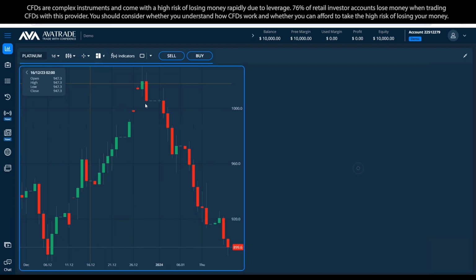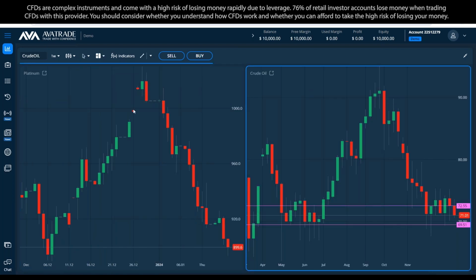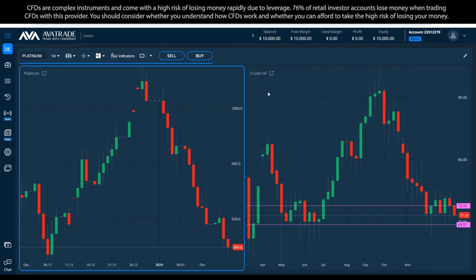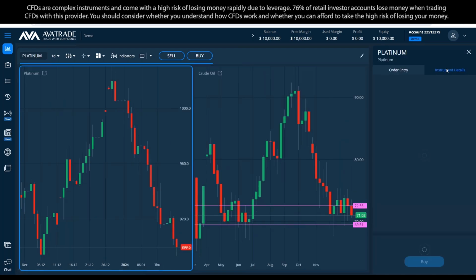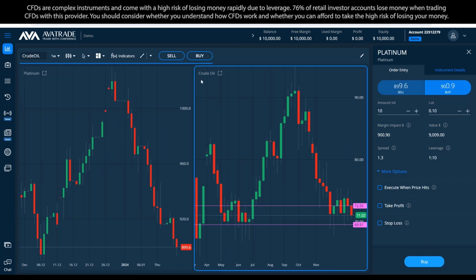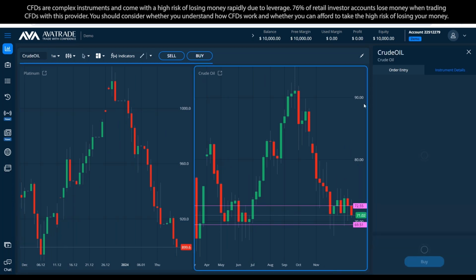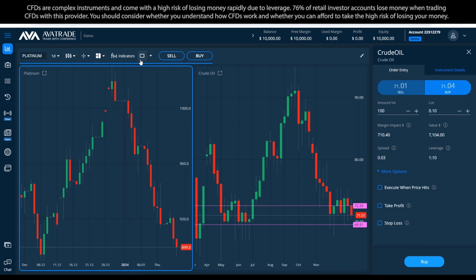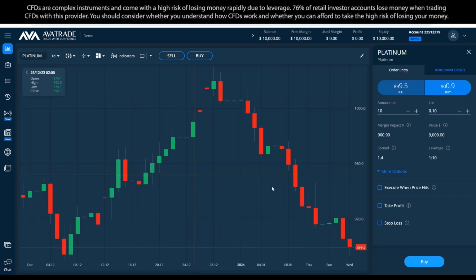Here I can split the chart. So in here I have oil, and here I have oil. Keep in mind, whatever you're clicking, it's going to open the sidebar to the right. So if I want to trade oil, I'm just going to click sell or buy. It's going to open me the oil. Okay, here, I'm going to keep it as platinum. Going to go back to the first. Okay, perfect. And now we're going to keep going to the right.